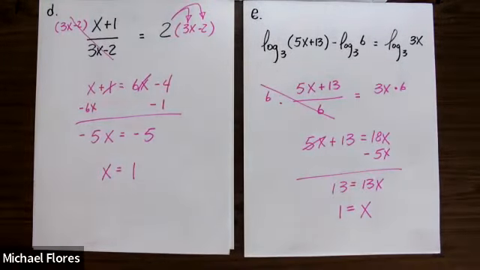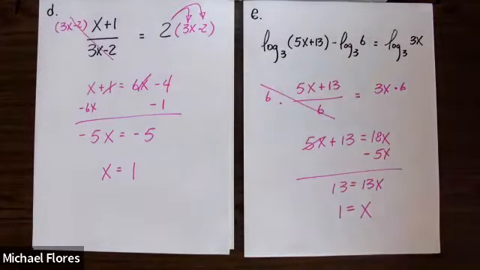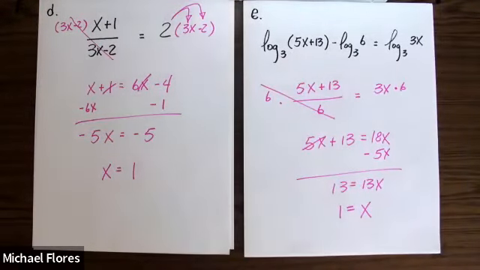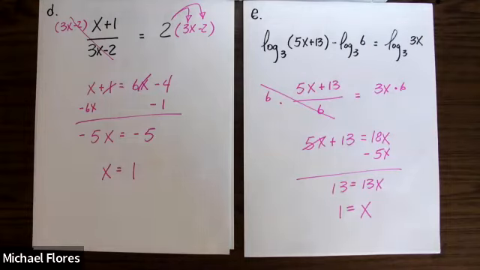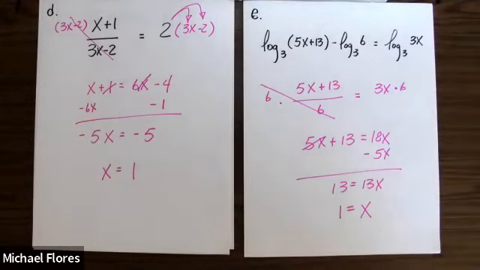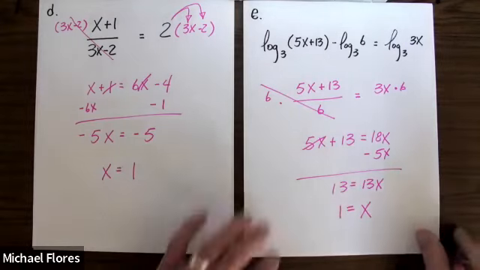Wait, so you're multiplying the 6? Multiply both sides by the denominator. This is exactly right. See, question? Good. All right.